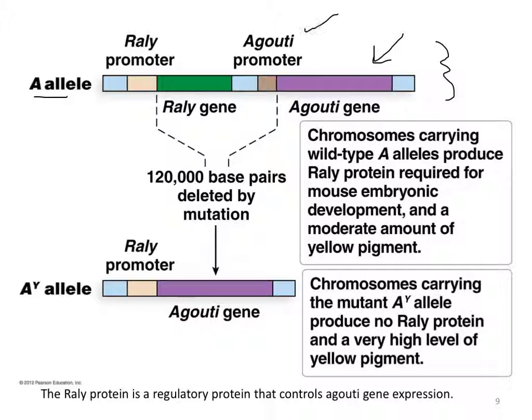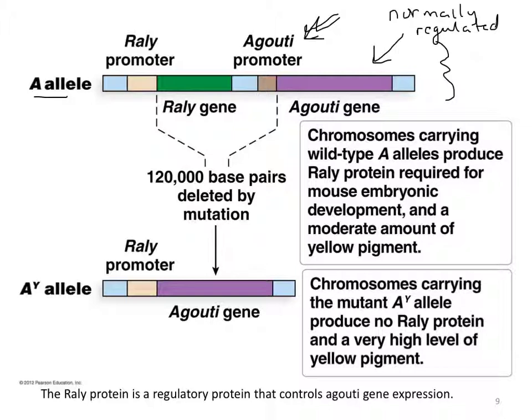Its expression is controlled by a promoter. You should know what a promoter is from your previous biology classes. The agouti gene is normally expressed in a manner that is regulated, so this promoter is controlling when, how often, and how much the agouti gene is used to make the agouti gene product.